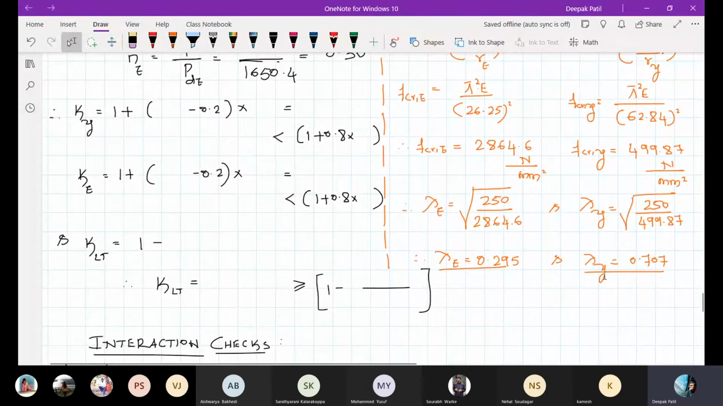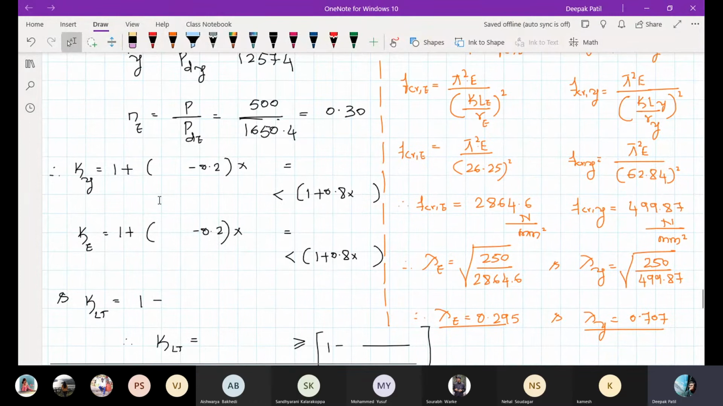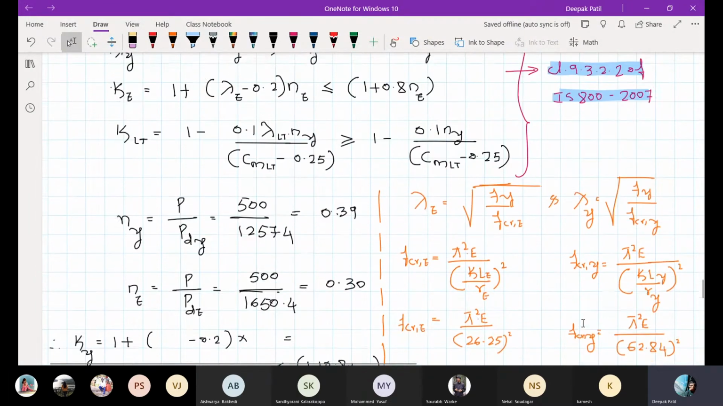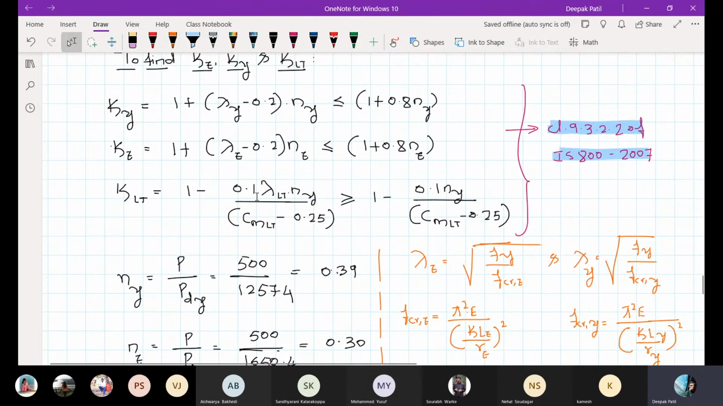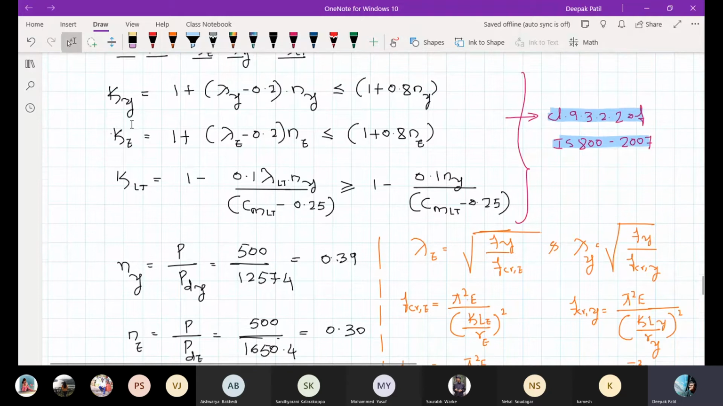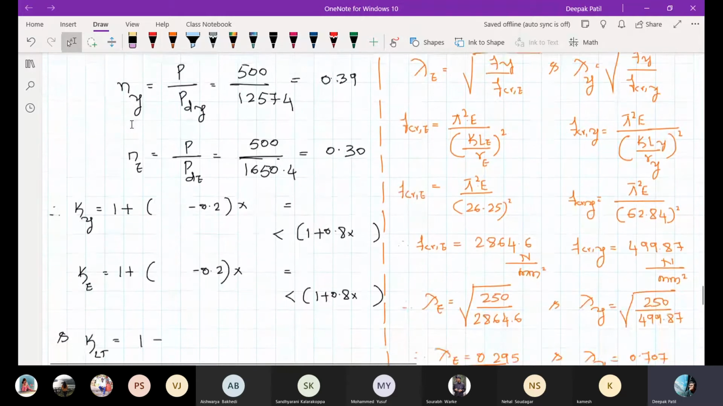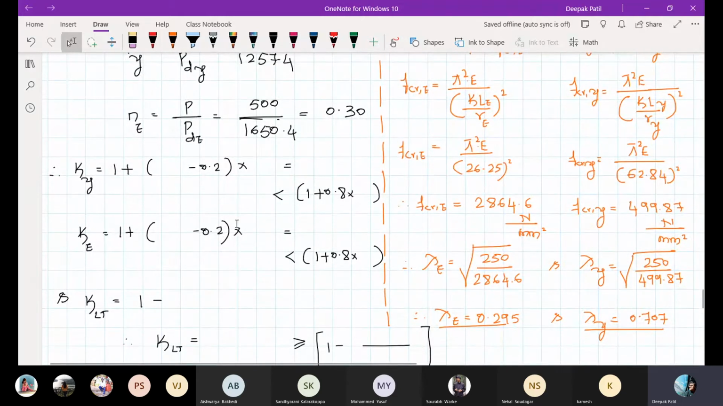So now I know lambda z and lambda y. Then I can use these lambda z and lambda y in this equation for ky and kz, because I have already calculated ny, nz, lambda y and lambda z also. So let us substitute all these values in these first two equations and calculate the value of ky and kz. So let us do that.